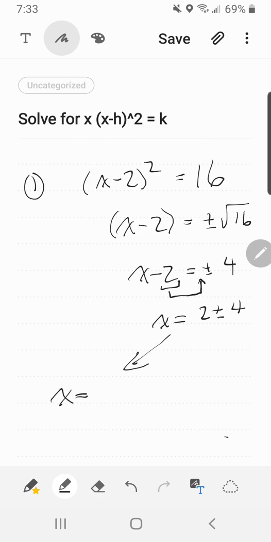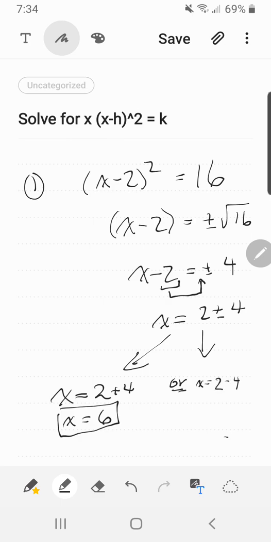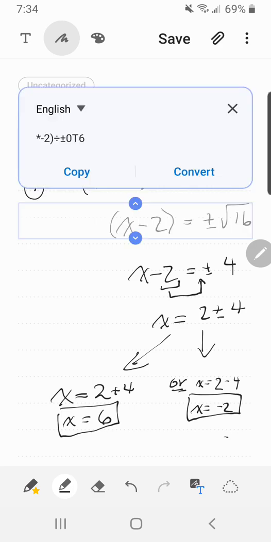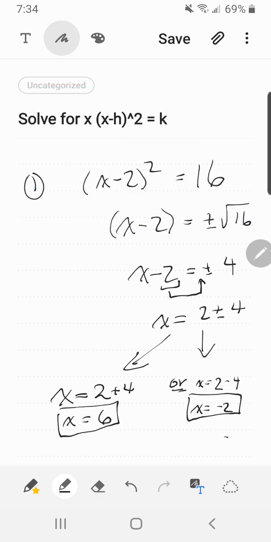x equals 2 plus 4, which gives us 6. Or x is equal to 2 minus 4, which is negative 2. So there's two possibilities here. If you think about it, this original equation, x minus 2 squared, is asking us, if the parabola is x minus 2 squared, what are its x values when y is 16? So that's how we ended up with two solutions here.